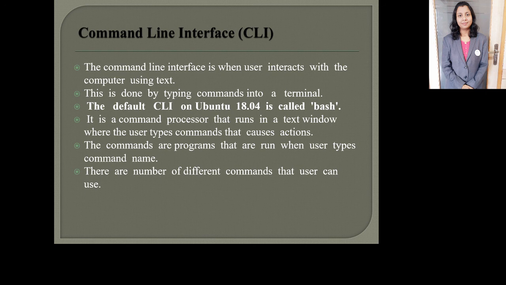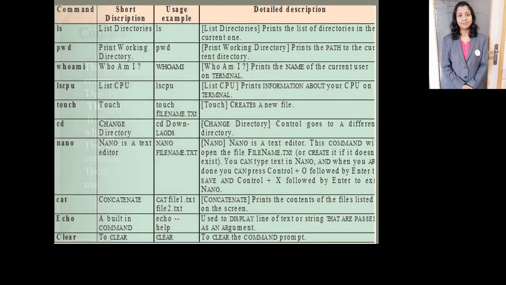It is a command processor that runs in a text window where the user types commands that cause actions. So in the CLI, the user can type commands for a particular action that has to be executed. The commands are programs that are run when the user types the command name. There are a number of different commands that a user can use. So this was about the command line interface.